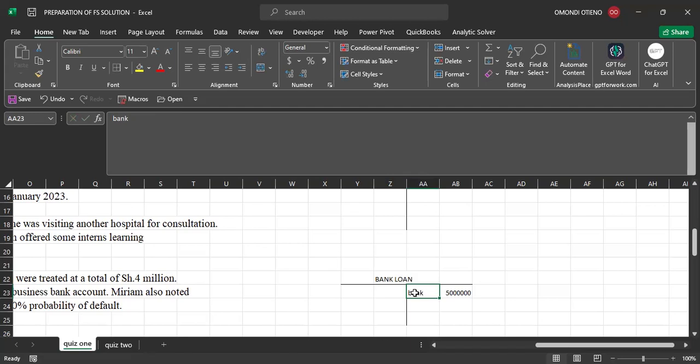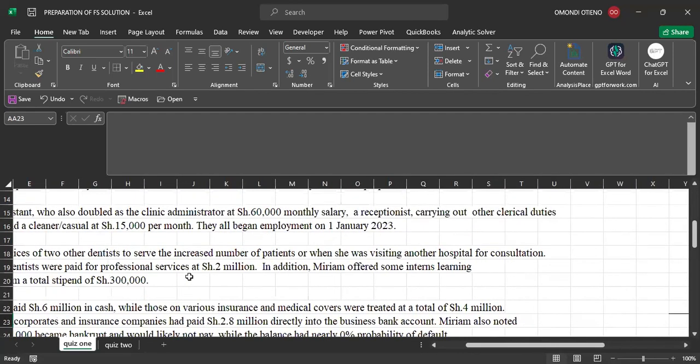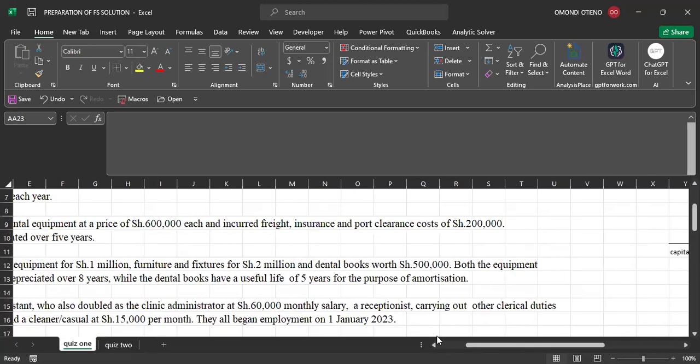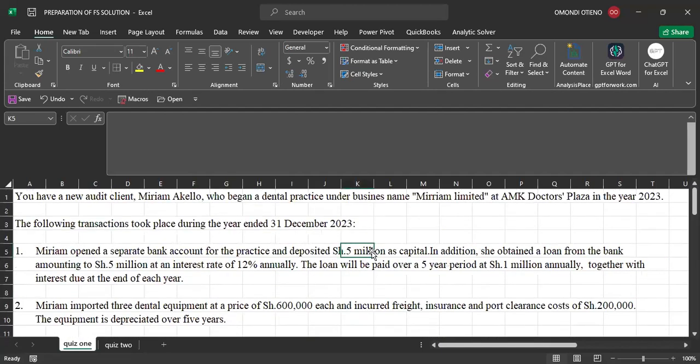So where will this money go to? It is taken to the bank, right? You are getting money, you are getting a loan, and of course that is an investment. Which accounts will be affected? When you borrow money from this bank here, they have given you a loan of 5 million, at an interest rate of this. So where will the money go to?